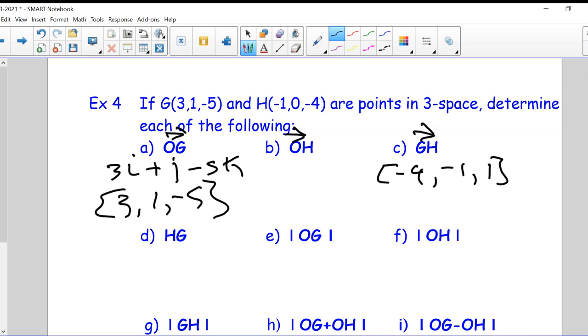What would the difference be for the HG vector? Without you having to go through a lot of work, how would I get the HG vector? Can anybody tell me that quickly? What's the HG? So this is the HG vector right here. We did the GH. What's the HG? Just flip the sign. Wonderful. So in other words, we just flip the signs. So this would be 4, 1, minus 1. If you have a vector going one way, you can just multiply that vector by a scalar of minus 1 to make it go the other way. It's really that simple. So all the signs just basically get flipped.